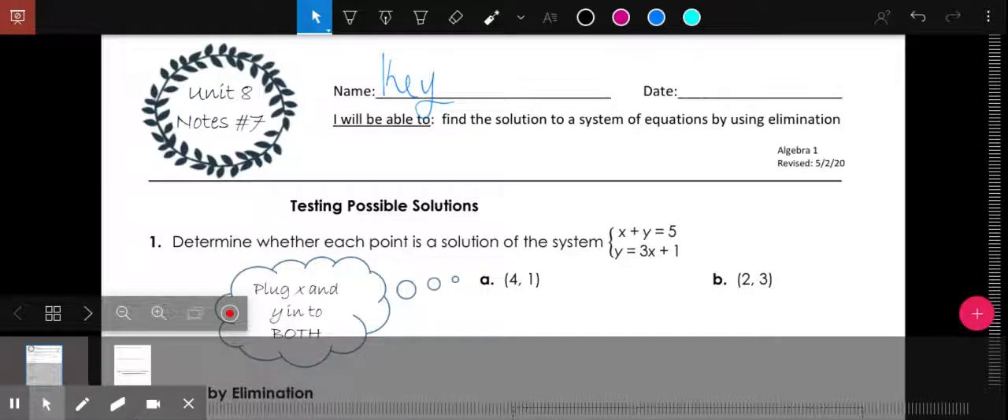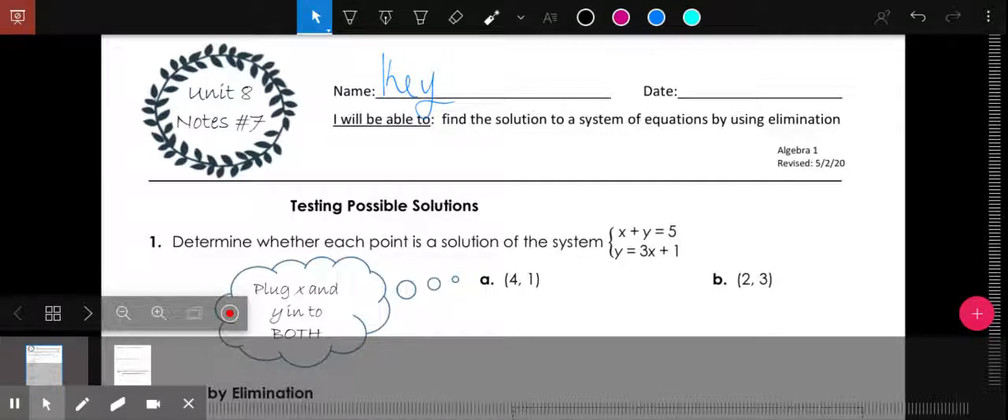All right, so today we're going to be looking at Unit 8, Notes number 7, and we're going to look at another method for solving systems of equations, and it's actually going to be our last method. So we've looked at graphing and we've looked at substitution, and so today our method is going to be elimination. This is a method that you can use when maybe substitution is going to take too long or it's going to be a lot of initial steps. There's another method that you can use.